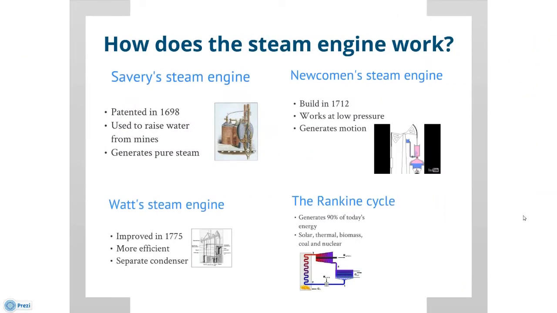In general, the steam engine works by heating water and creating steam. The first steam engines used the steam to push a piston and create mechanical energy. Today, the steam is used to drive a turbine and create electricity.